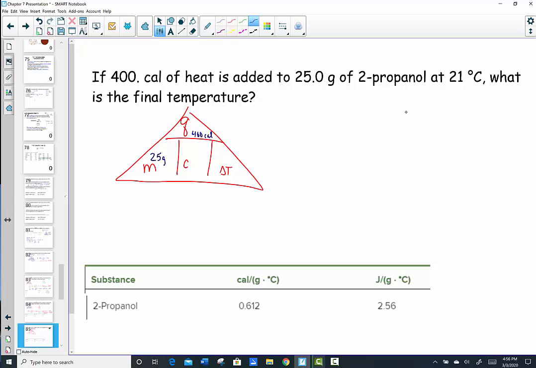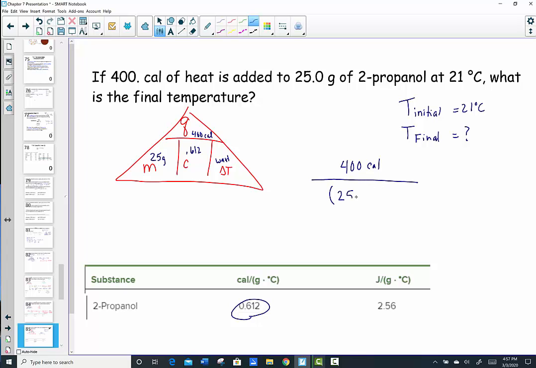Well, this is the initial temperature. We're being asked to solve for the final temperature. So this is what we want to know. I need to figure out how much it changes by so that then I can figure out where it will land. So 2-propanol in calories. That's this number right here. So this time we know Q is 400 calories. I want to know the specific heat.